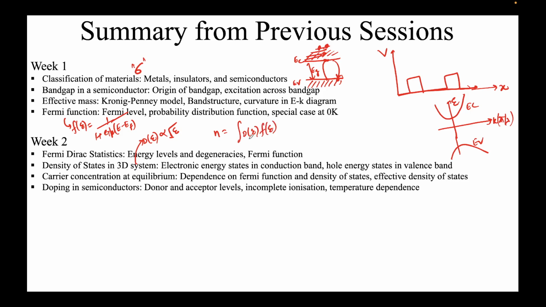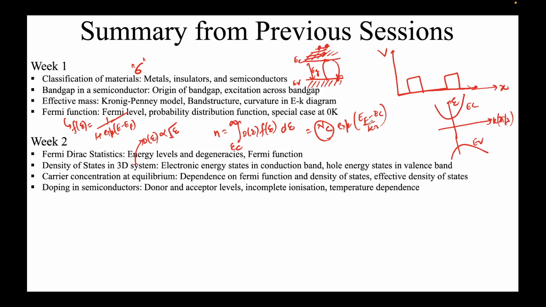Finally, to find the total number of electrons, you simply multiply the density of states, that is the number of states available, times the probability of finding an electron, and integrate it from EC to infinity. Why? Because electrons will be residing only in the conduction band. From this, based on some assumptions, the expression eventually comes out to be something like this, where NC is the effective density of states. Why effective? Because you will likely find that many states at the bottom of the conduction band, EC.